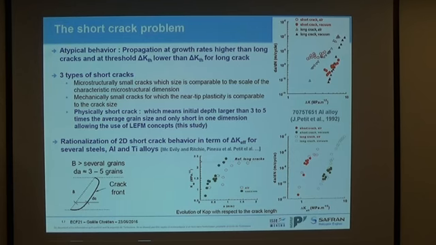Particular attention will be given to the determination of crack closure, because as you can see on this graph here, the behavior of 2D short crack is rationalized in terms of effective delta K. And you can also see the relation of crack closure with the crack length up to reach the K opening of long crack.